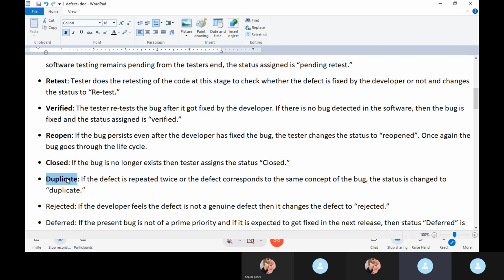There are more states, like duplicate. Let's suppose you and your colleague are both working. Your colleague has already raised the defect, and a day after tomorrow you find the same defect. You have no idea about that. The defect is already created, and you have also created the same defect. So in that case, your defect will be marked as duplicate, and then it will be rejected.